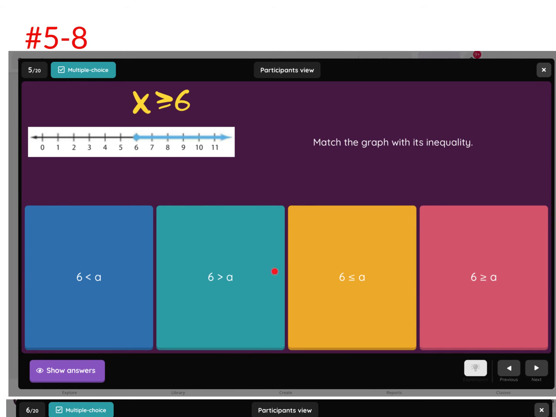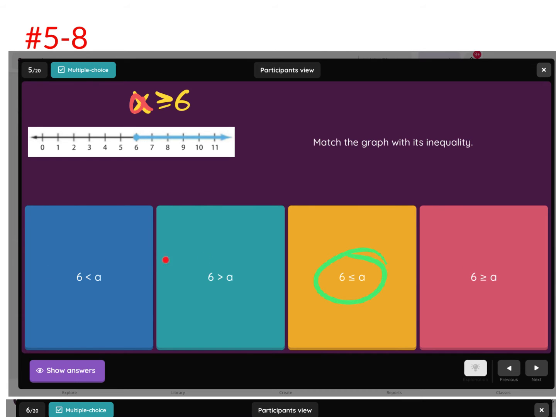But in the multiple choice answers, we have a's instead of x's. So maybe we could have put an a right here instead of an x. But still, a is greater than or equal to 6. It has to open up to the a, and it has to have a solid line underneath it. So this one is opening up to the a, and it has a solid line underneath it. So this would be the correct answer right here. So pick this one.